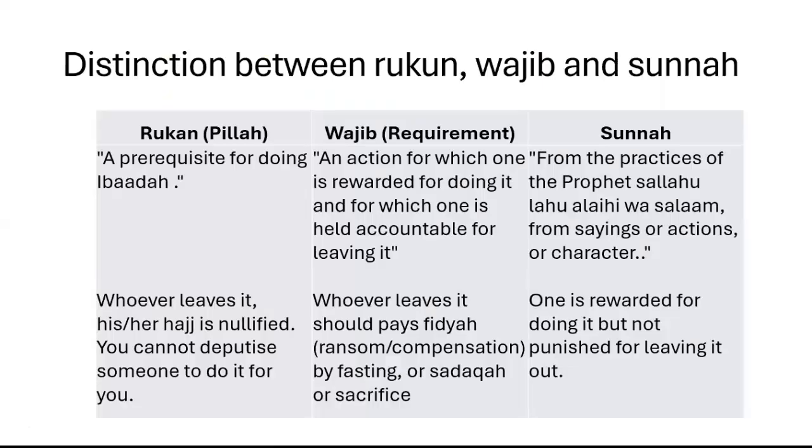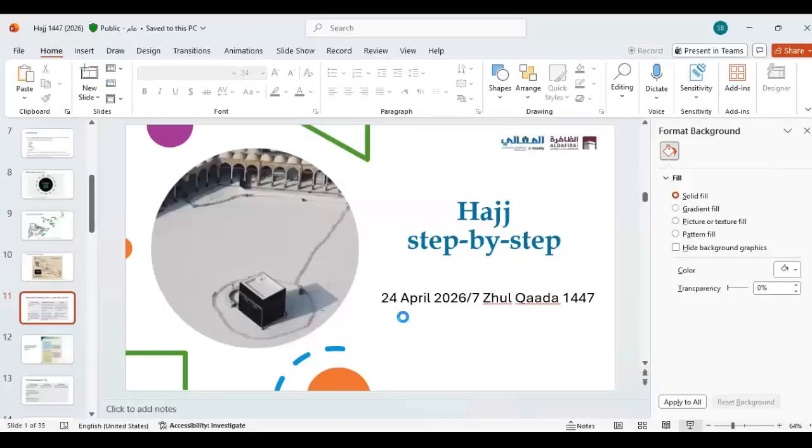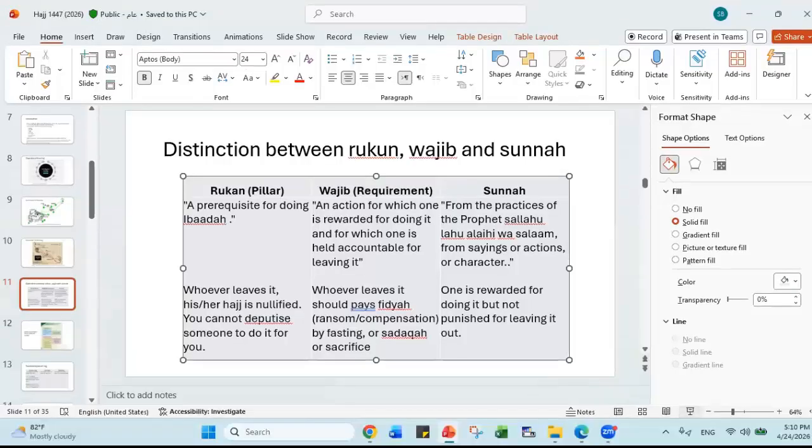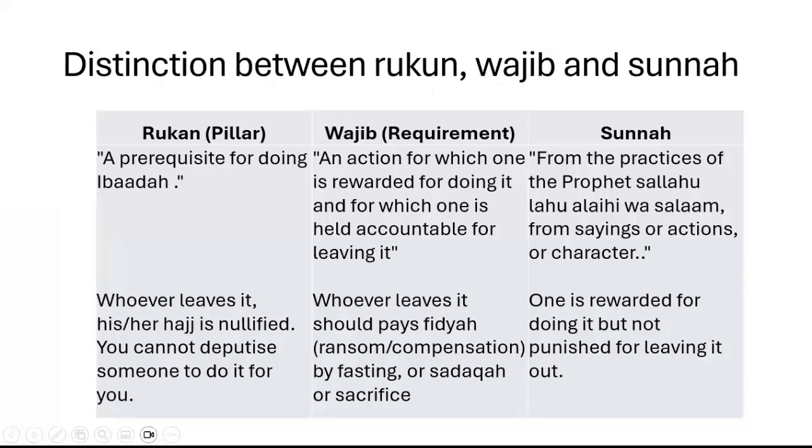So we want to first make two things clear: the difference between Rukun, Wajib, and Sunnah, and then the types of Hajj. Then we go into the details. The Rukun is a prerequisite for doing the Ibadah. It's a pillar. So it's a prerequisite. Whoever leaves it, his or her Hajj is nullified, and so you cannot deputize someone to do it for you.